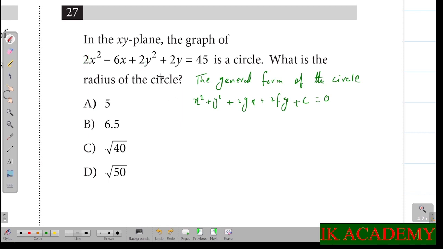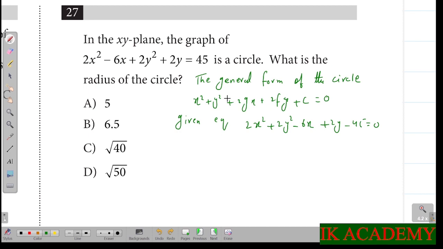So first we need to remove the coefficient from the x square and y square. Given equation is 2x square plus 2y square. I'm going to write the values of x square and y square, then the values of x and y, minus 6x plus 2y, and I'm going to take 45 into left side, so it will be minus 45 is equal to 0. So I can remove the coefficient of x square and y square by dividing throughout by 2.